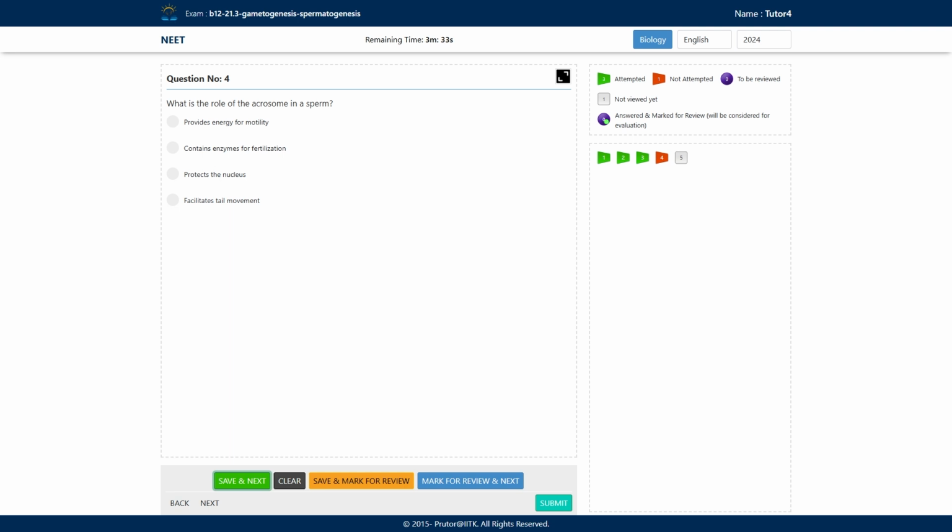The correct answer here is that they contain enzymes for fertilization. Option B is the correct answer. So acrosomes contain enzymes which help in the breakdown of the egg membranes and help in fertilization. We'll discuss the acrosome reaction in our upcoming sessions also.